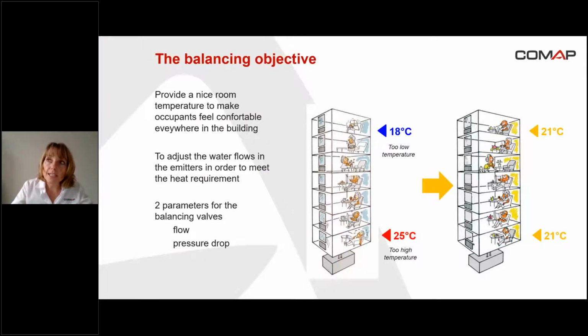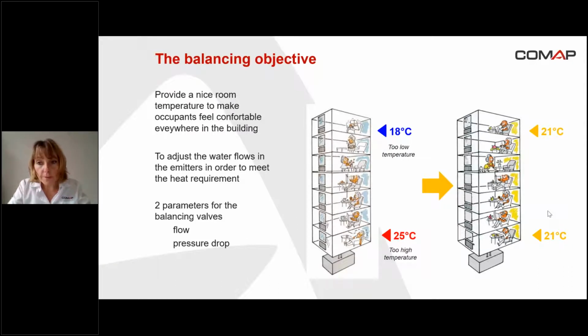First, the objective of the balancing. The purpose is to provide a nice temperature everywhere in the building, so to provide a nice temperature in all the apartments. When there are no balancing valves, we have just said that the temperature is too low at the top of the building and too high at the bottom of the building. So we want to have the same nice temperature everywhere in the building.